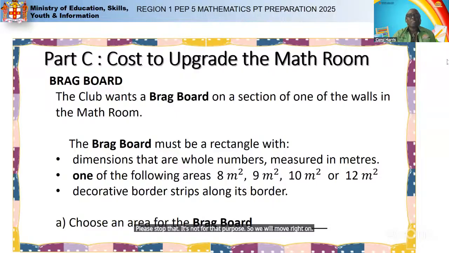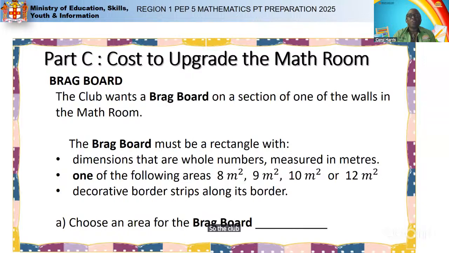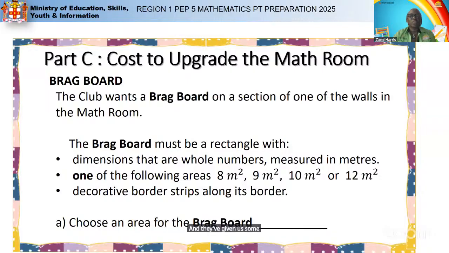We're now at part C. We've looked at the fact that they've made their money, and remember that they're trying to upgrade the math room. So we're now going into the section where they upgrade the math room. The club wants a blackboard on a section of one of the walls in the math room, and they've given us some conditions for the blackboard.